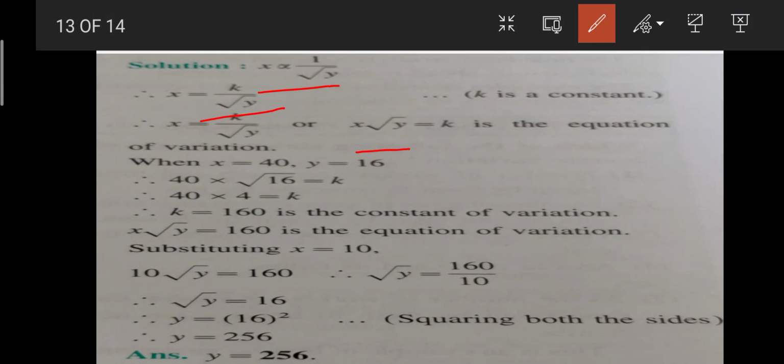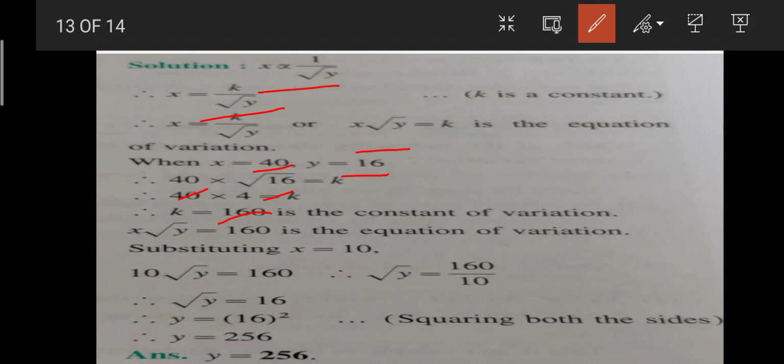Which is our equation. Now here, students, the values of x and y are given in the first case, so we have to find the constant. After finding the constant, we will put the value of x as 10 and then find the value of y. So when x is 40 and y is 16, we have 40 into the square root of 16. The square root of 16 is 4, so 40 into 4 will give us k. When we multiply, we get 160. So k is 160.